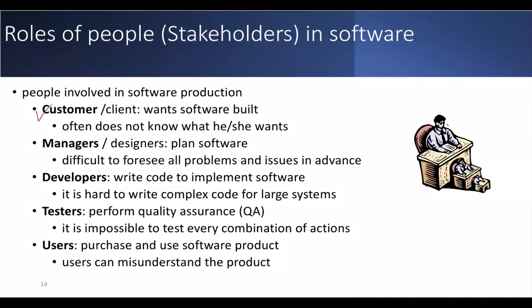They do have a lot of things in their mind. Maybe they cannot express it well, which makes the job of a software requirement engineer very hard because now the requirements are not well defined or understood. The second set of people involved in a software production process are managers or designers who actually plan the software.